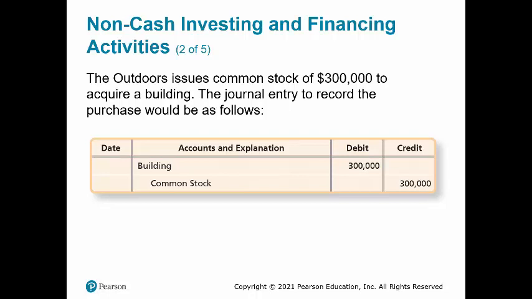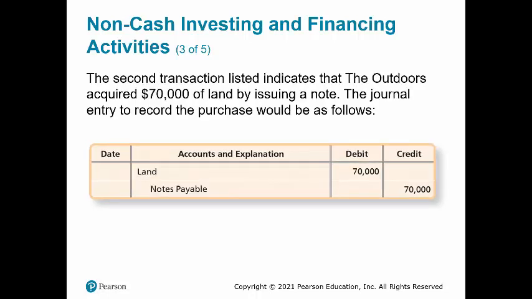investing and financing activities. The second transaction would have been recorded by debiting land for $70,000 and crediting notes payable for $70,000. The purchase of the land is an investing activity, and the issuance of the note is a financing activity. However, there was no cash paid or received. Taken together, this transaction is a non-cash investing and financing activity.